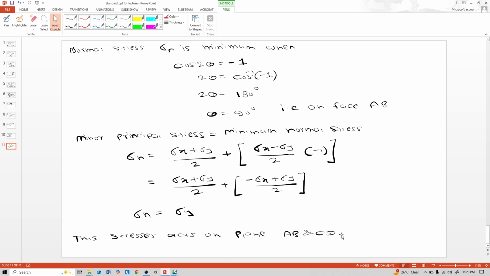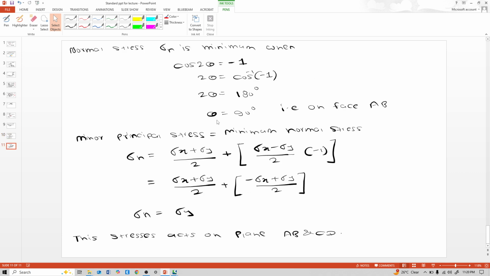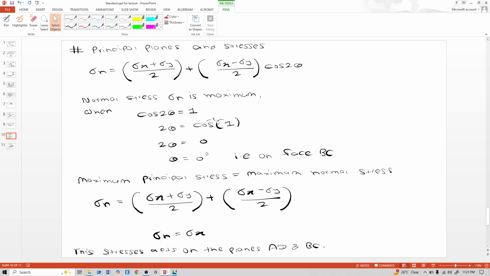When the angle is 90 degree, there are minimum normal stresses, or minor principal stress. So when the angle is 90 degree, on face AB minimum normal stress is developed, that means minor principal stress, sigma n is equal to sigma y. And when theta is equal to 0 degree, on face BC the maximum normal stress develops, that means maximum principal stress, and sigma n is equal to sigma x.